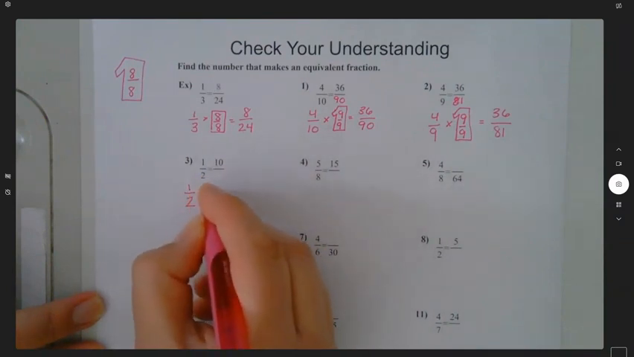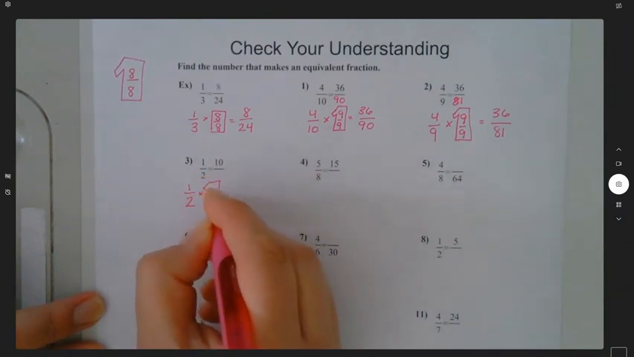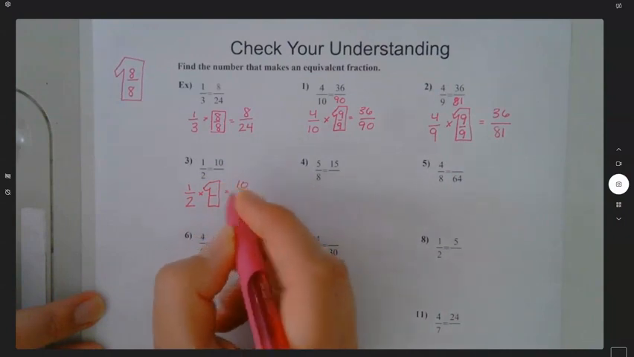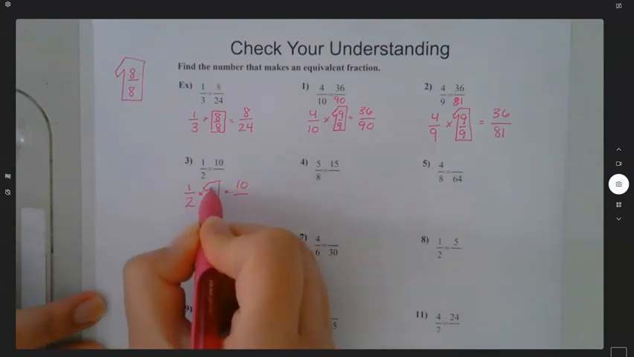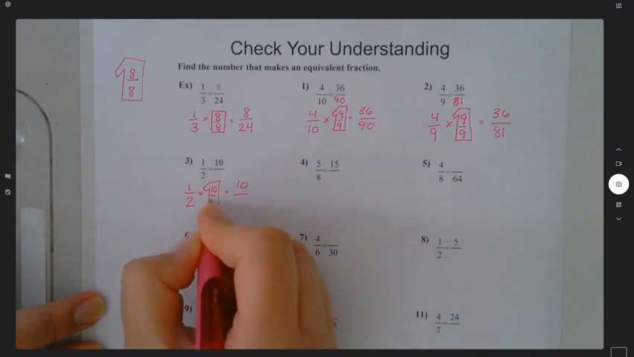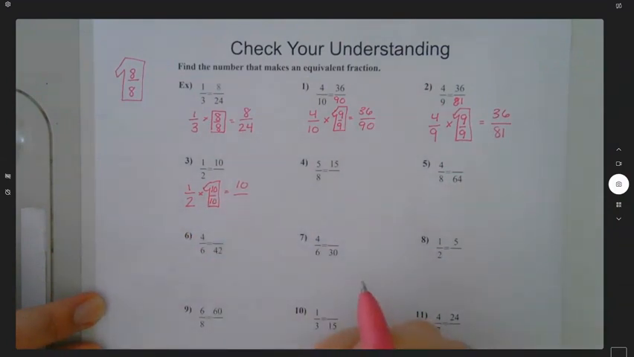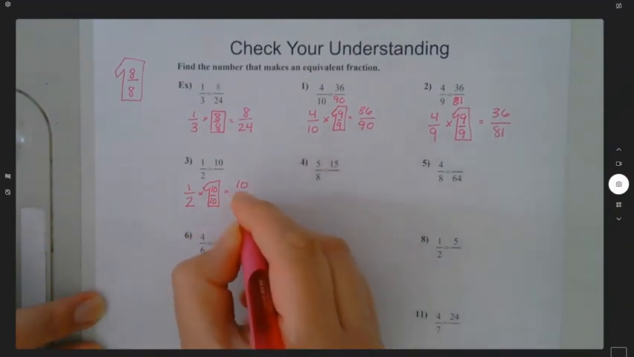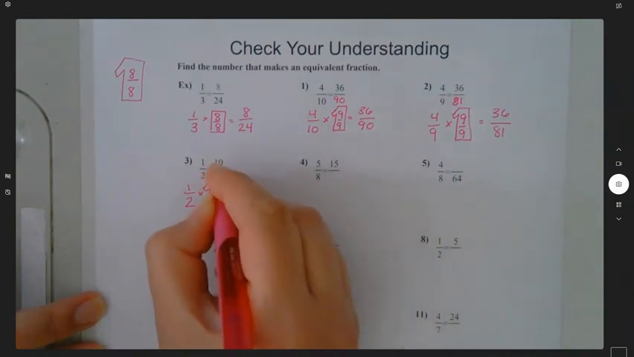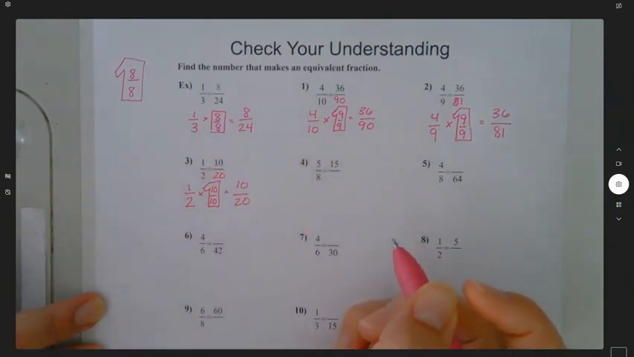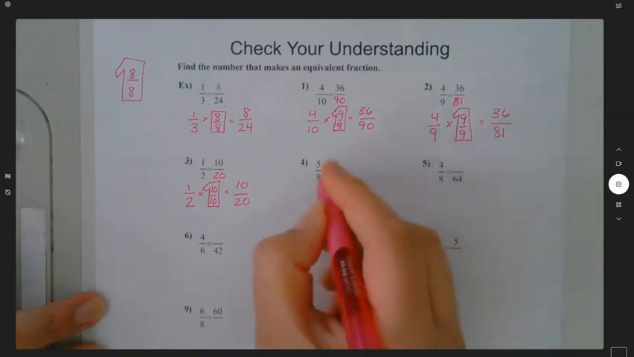Then down here, our starting fraction is 1/2, and we are going up. So we know that we are multiplying. And then we ask ourselves, 1 times what equals 10? 1 times 10 equals 10, so we also have to multiply the bottom. So 2 times 10 is 20. So 1/2 is equivalent to 10/20.